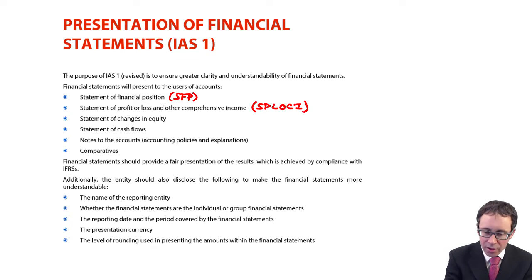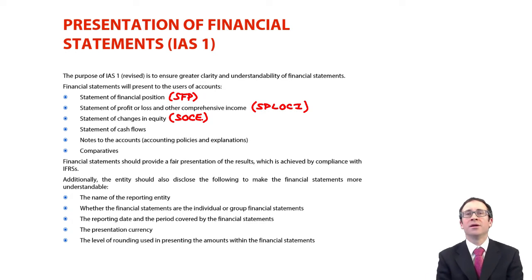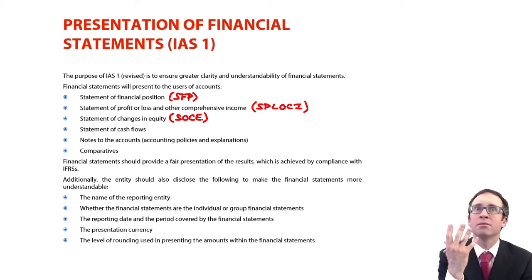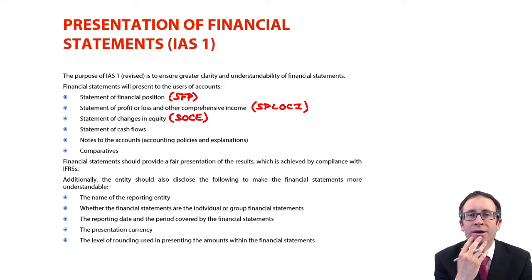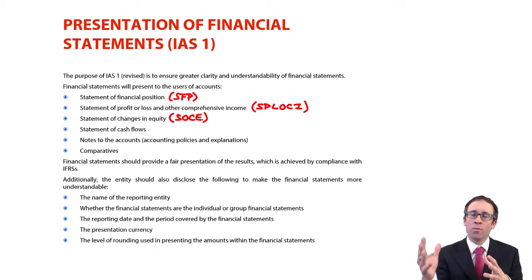We've then got a statement of changes in equity. So very literal, isn't it? It is a statement that looks at the changes in equity. Couldn't be any more clear, could it? So it takes the equity section from the statement of financial position and looks at the reasons why the opening balance has changed to the closing balance.